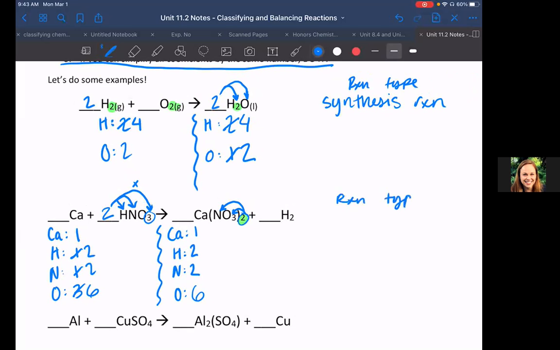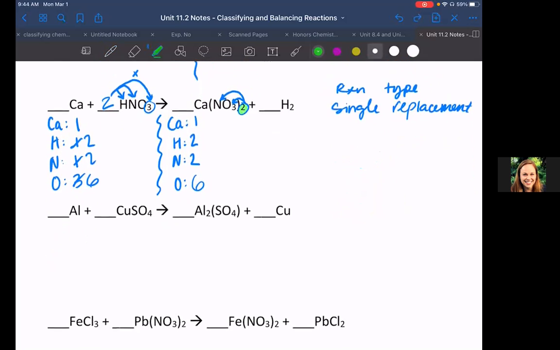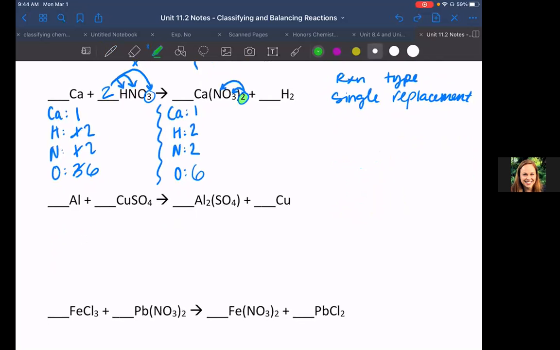So what you should have gotten is a single replacement, because the generic equation that we wrote for the single replacement is a single element in a compound, which forms a new compound and a different single element. So this follows the single replacement protocol. All right, moving on to the next one.